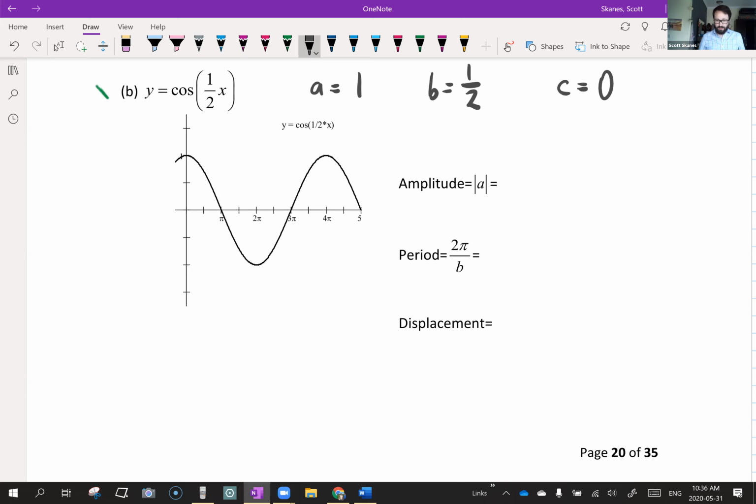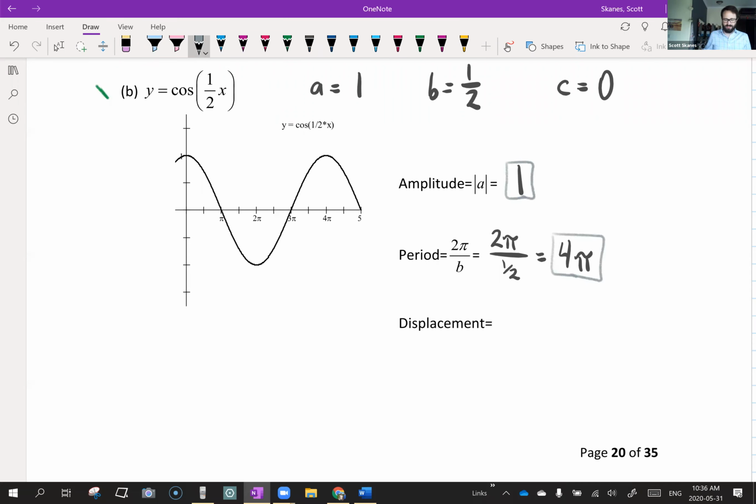So we have A, B, and C. Amplitude is 1. That one's easy. We just steal the A value. Make sure it's positive. Period. 2 pi over B. Well, B is a half. So this is 4 pi, but I'd like to discuss why.